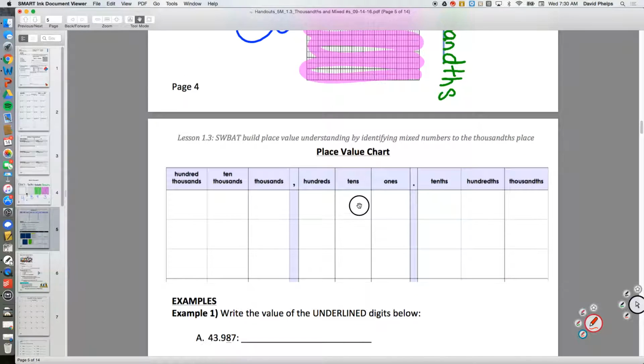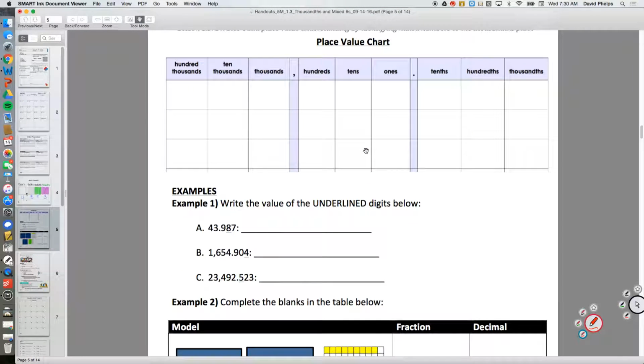All right, you should now be on page 5. It says place value charts at the tippity top. Look at example 1. Write the value of the underlined digits below. Underline, underlined, so we know what we're looking for.